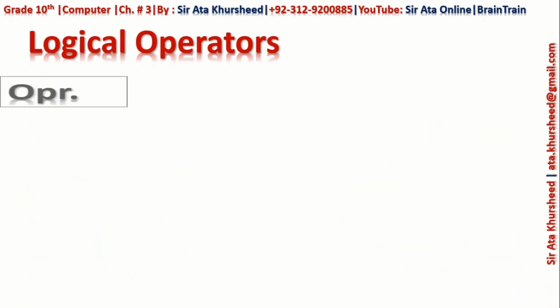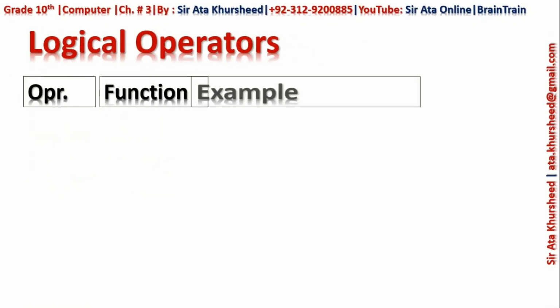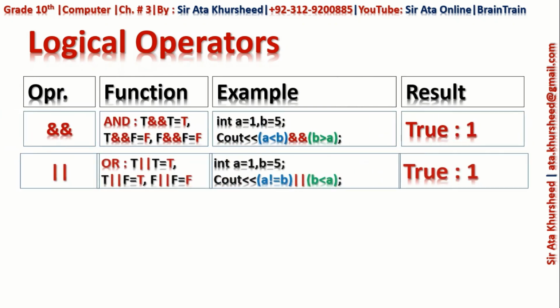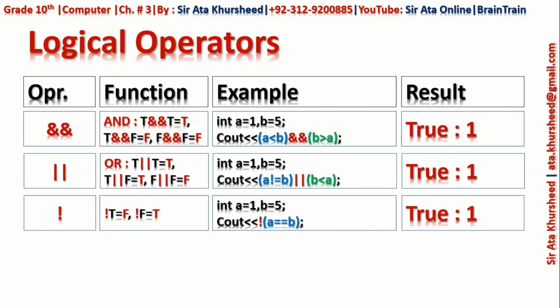C++ gives us logical conditional operators, which means we can use more than one comparison operator at a time. These operators are and, or, not.